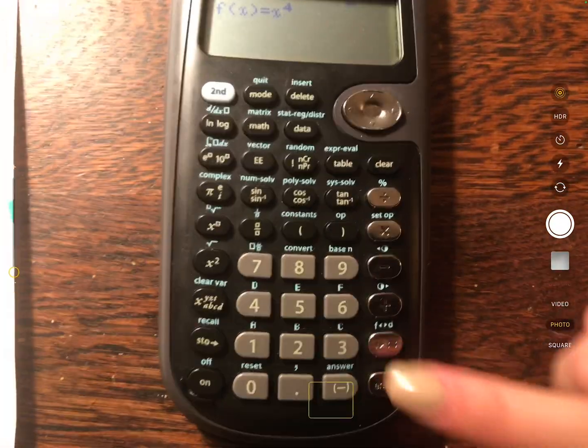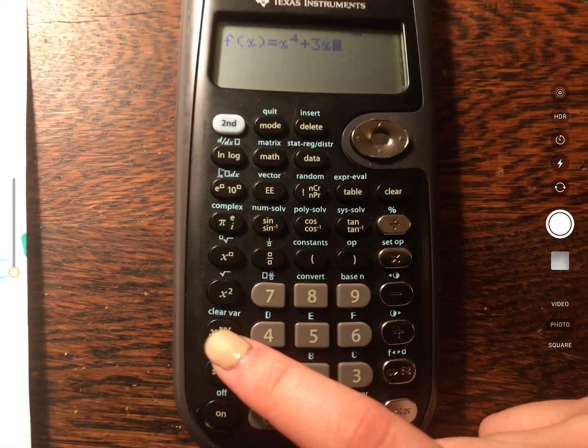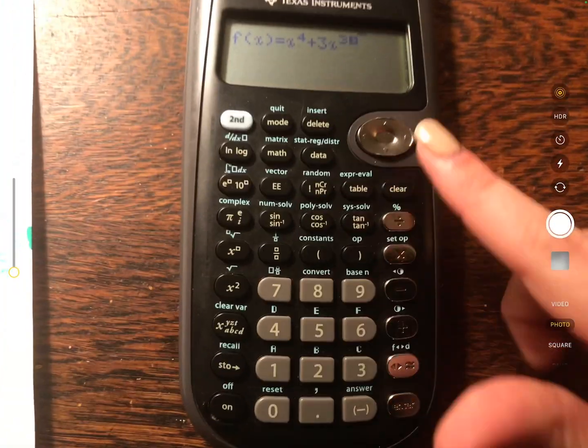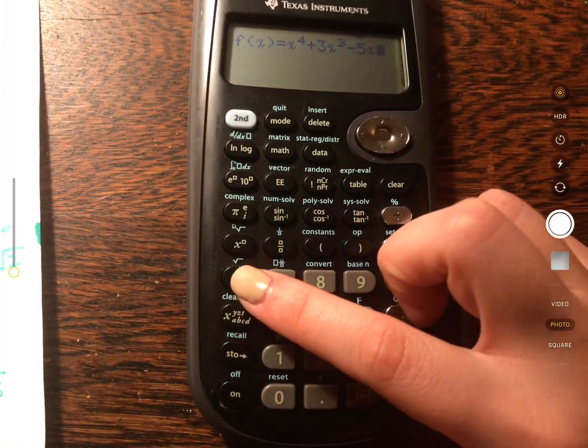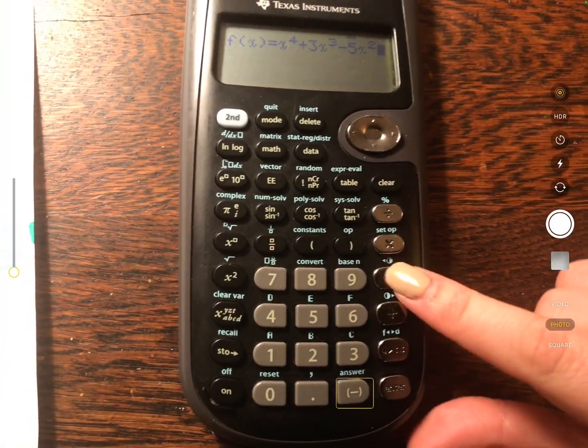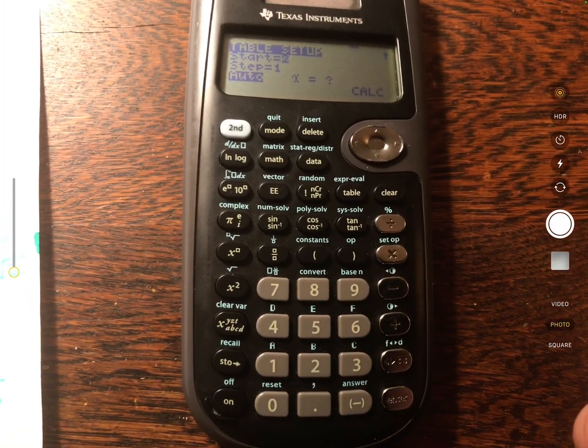And so then we have plus 3x, which is next to the 4, to the third, again, back down to ground level, minus 5x squared, minus 15x. Okay, I'm going to hit enter.